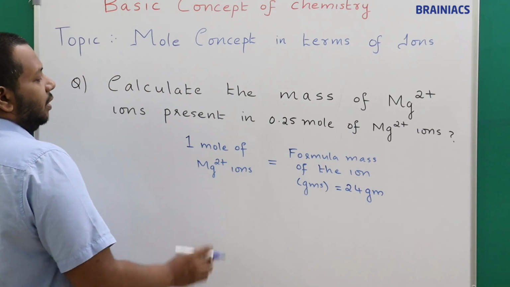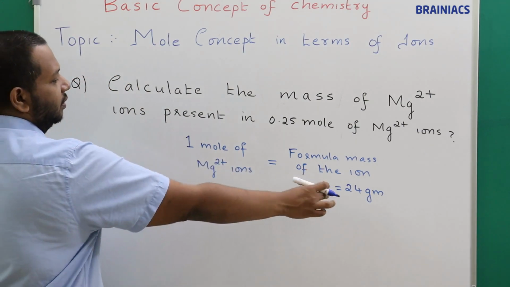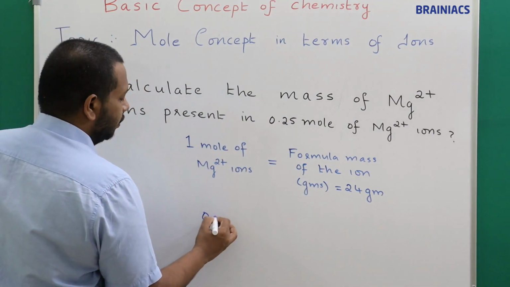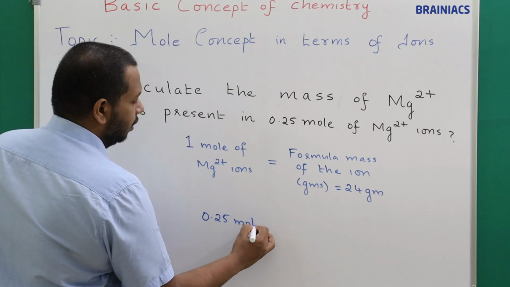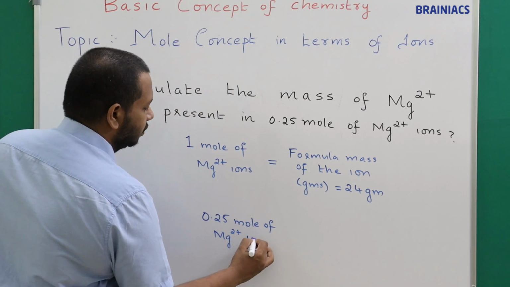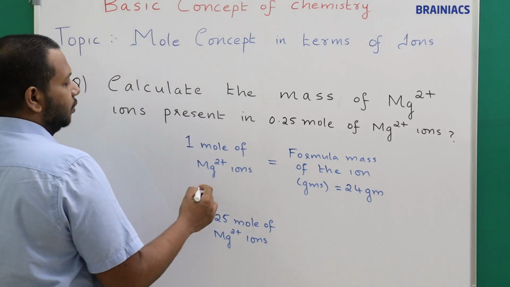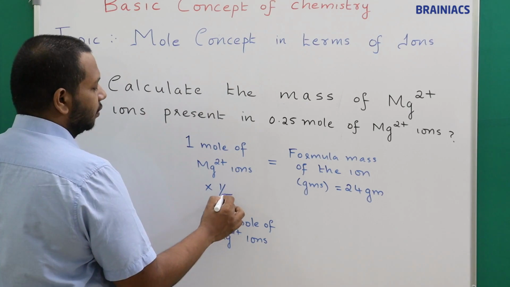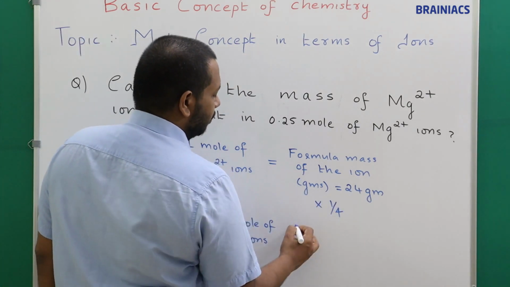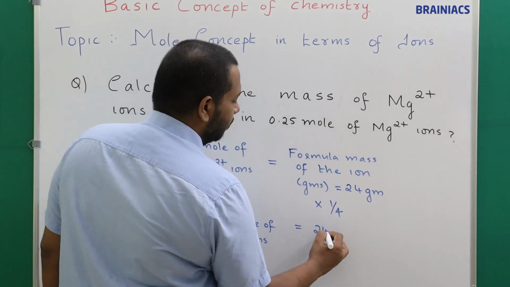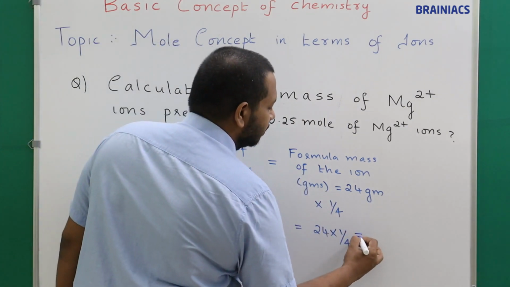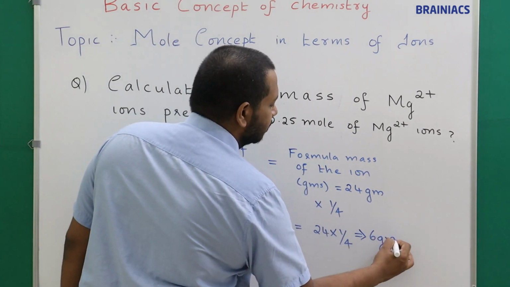Correct. Now 1 mole, I know this is the mass in grams, so they are asking 0.25 mole. So in 0.25 mole of Mg2+ ions. 0.25 means, as you know, multiplying by 1 by 4, correct? So I am doing the same thing on the RHS, multiply by 1 by 4. So this will become 24 into 1 by 4. 4 into 6. So I can say the answer is 6 grams.